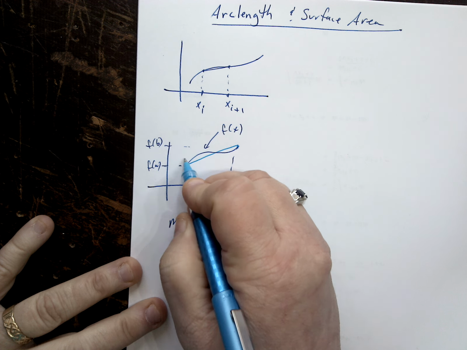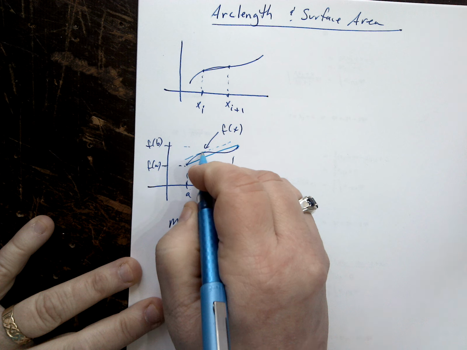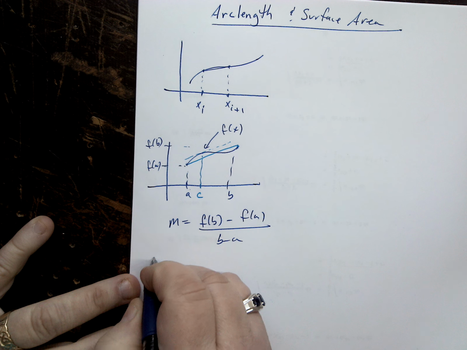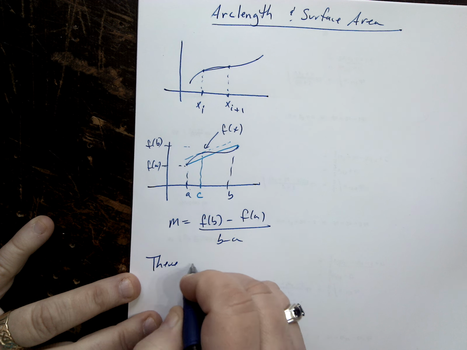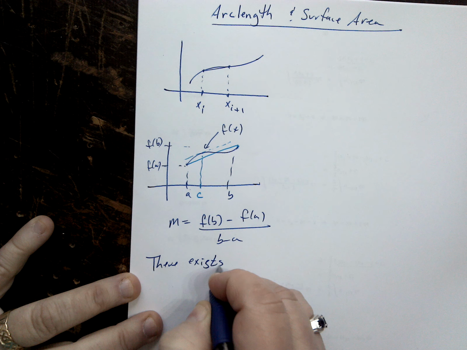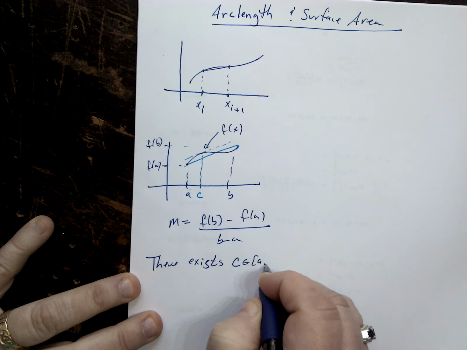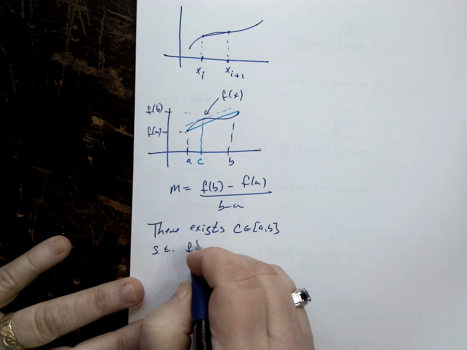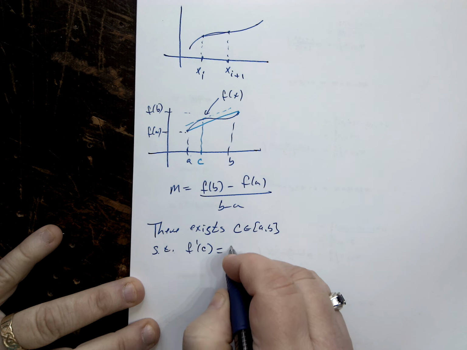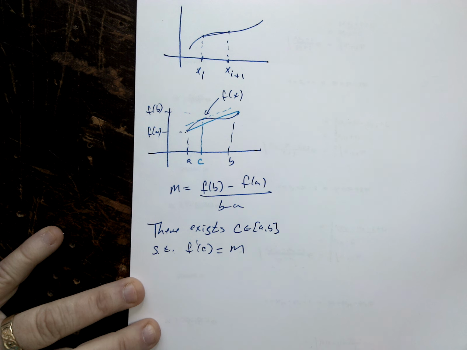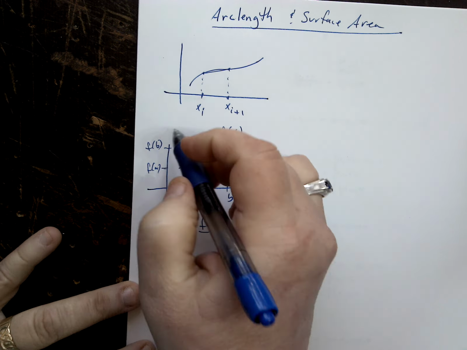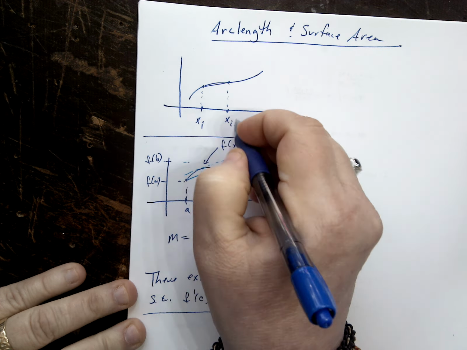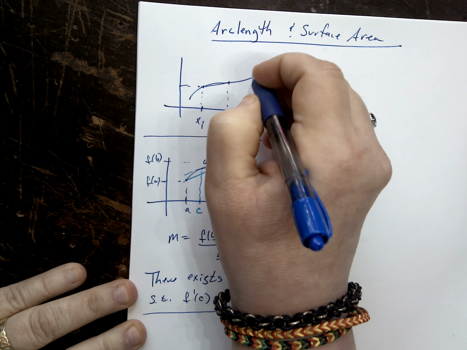So it actually looks like we have two possibilities. So what the theorem says is there exists c between a and b such that f prime of c is equal to that slope. So I need that for my theorem. So let's go back up. Go back over here. So I have xi plus 1, and this is my function f of x.